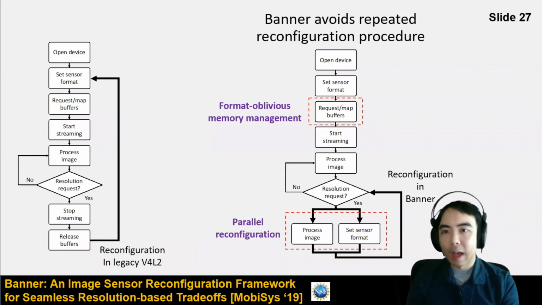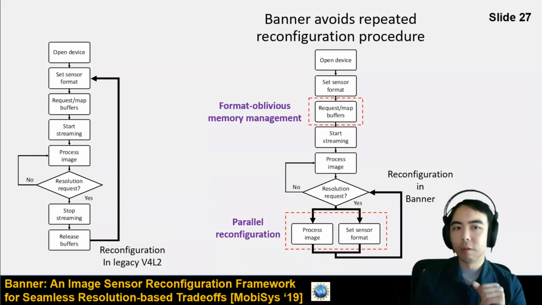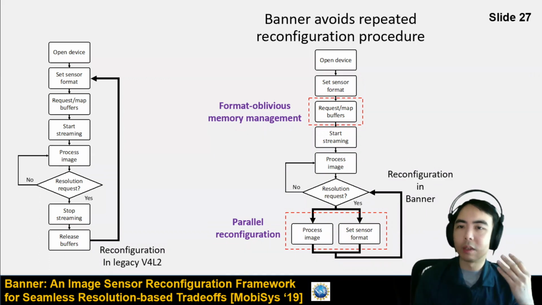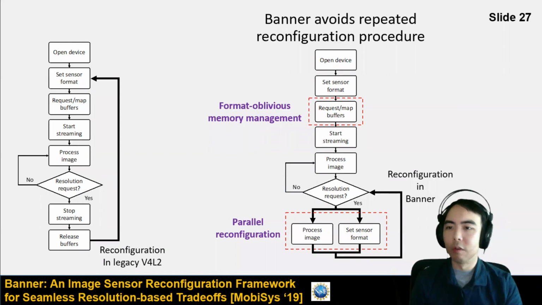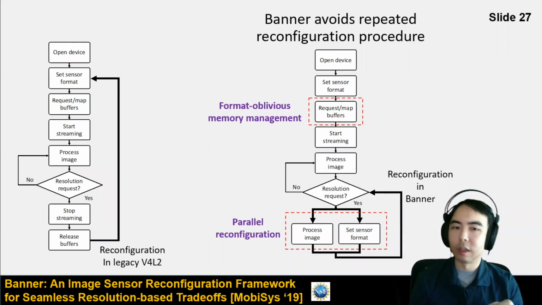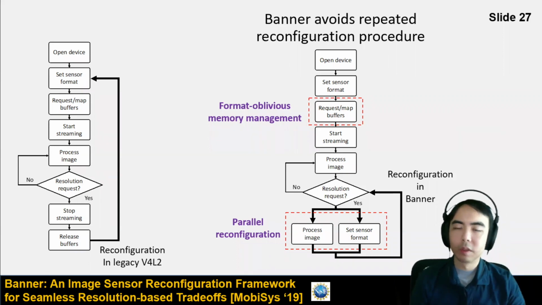The way we do that is by avoiding the repeated reconfiguration procedure, where we have the legacy V4L2 on the left. We can see that we can actually avoid that very large loop of going through the releasing and requesting of new buffers, and instead have a much tighter loop at the bottom here. This is achieved by two simple techniques. One is format-oblivious memory management, and the other is parallel reconfiguration.